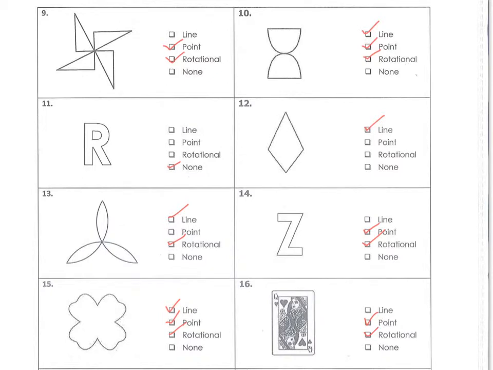So here are the answers to 9 through 16. How did we do? Any questions on 9 through 16 that we want to talk about? Notice that any time it has point symmetry, it also has rotational symmetry, but not vice versa. It can have rotational symmetry without the point symmetry. And number 13 is a perfect example of that.